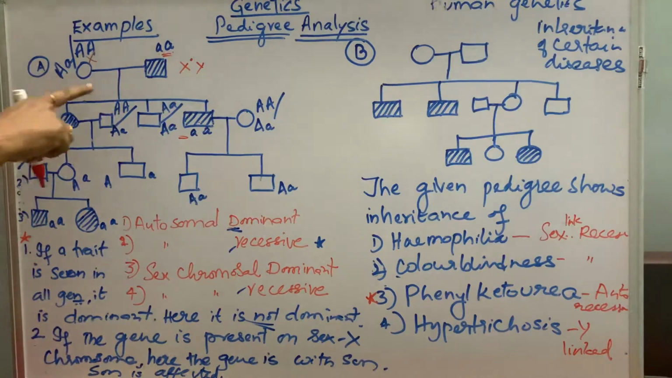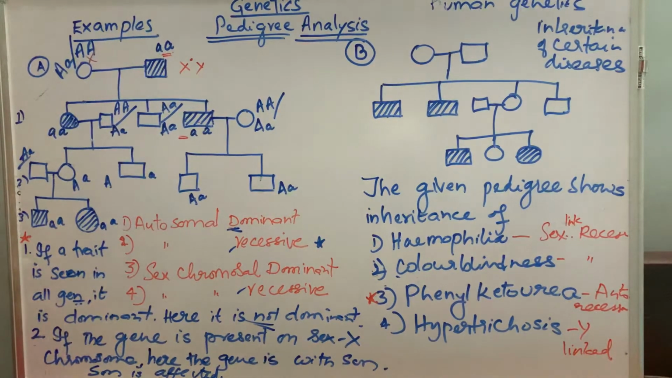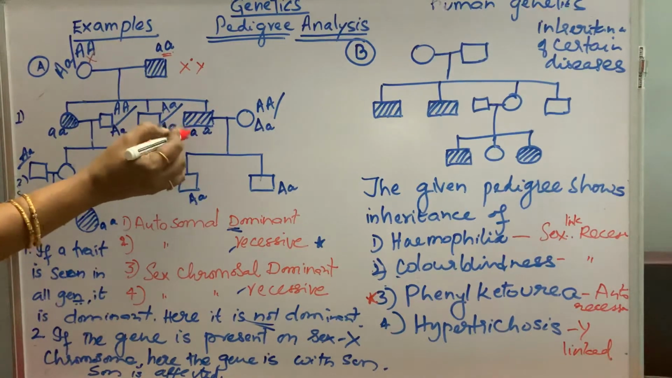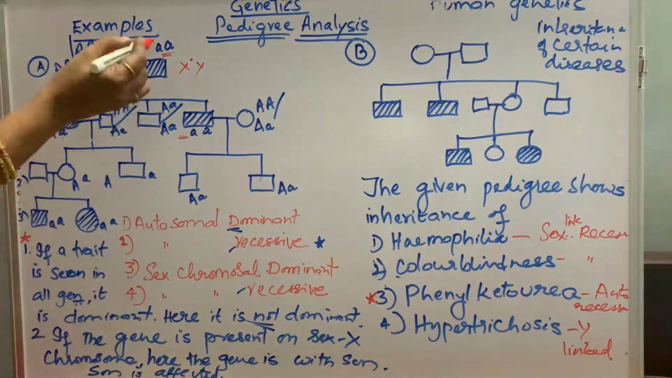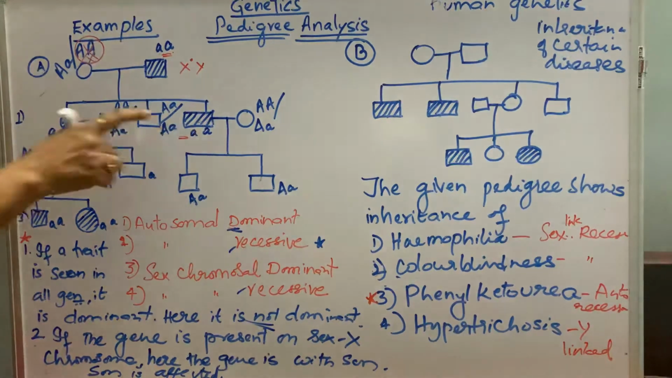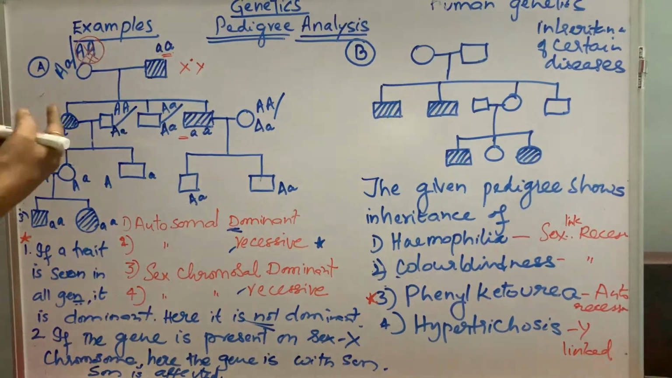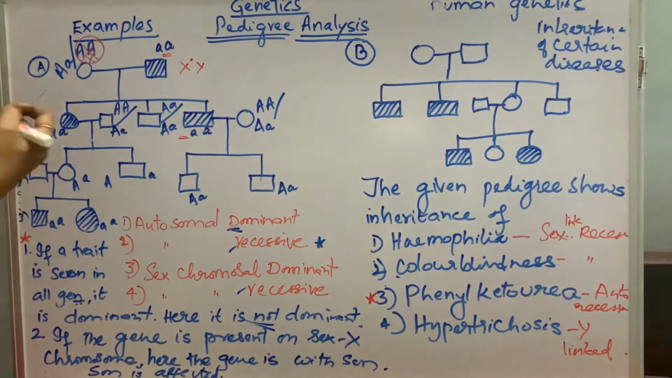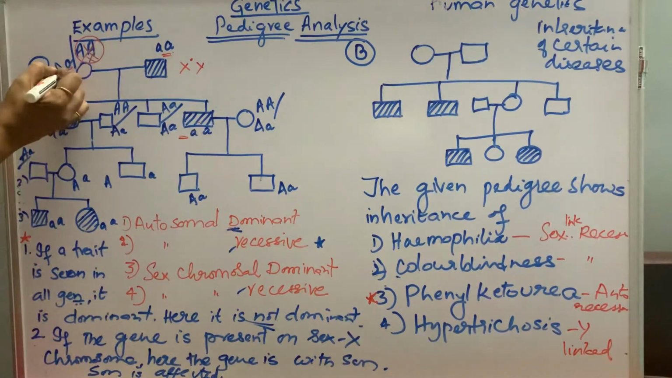Here, capital A and small a from the father. And coming to another son who is affected, he must have inherited two small a's, one from father and one from mother. So from this we conclude that the mother is not having capital A, because there are two affected individuals, an affected son and daughter, where they inherited one small a from the mother and one small a from the father.